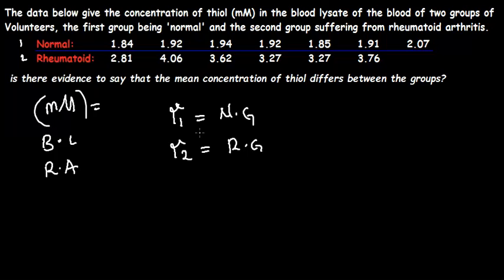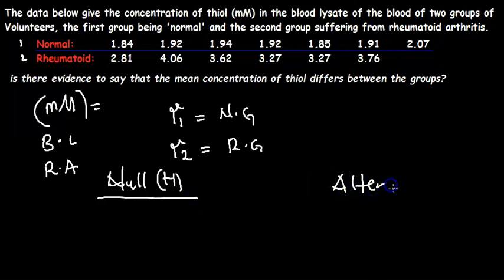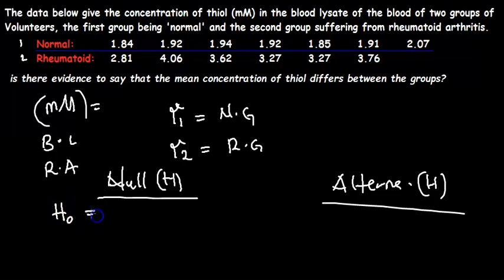But first of all, let's consider the null hypothesis. Next thing we need to consider is the alternative hypothesis, because when we have a null hypothesis, the next thing that will come to your mind is the alternative hypothesis. In this case, our null hypothesis, H0, is simply going to be mu1 equals mu2. And the alternative hypothesis, H1, is going to be mu1 is not equal to mu2.